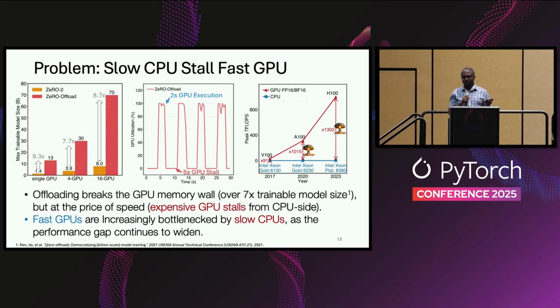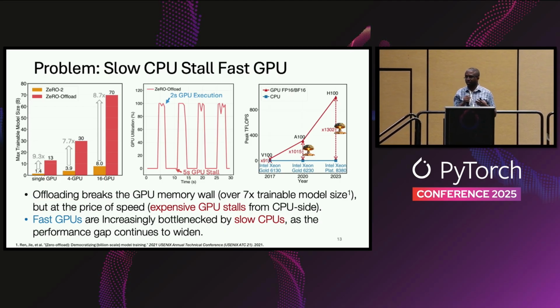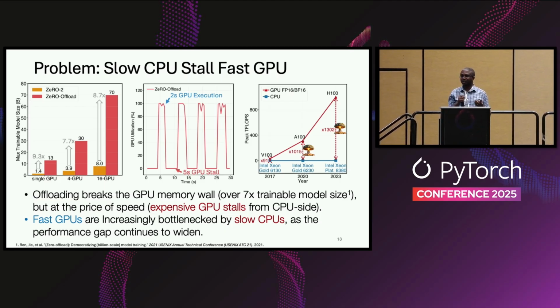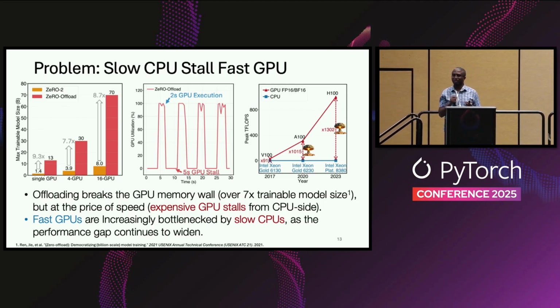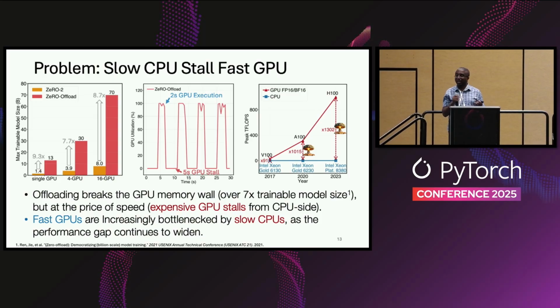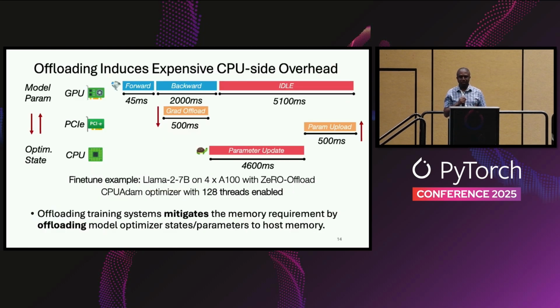The first figure on the left is showing that, yes, offloading helps you to scale your model size compared to no offload, but then when you start to do offloading, your GPU ends up being idled a lot when you're doing optimizer computation. And given that the speed of the GPU and the CPU continue to grow, the speed gap continues to grow, it means that this stalling is only going to get worse with time, right? So what can you do?